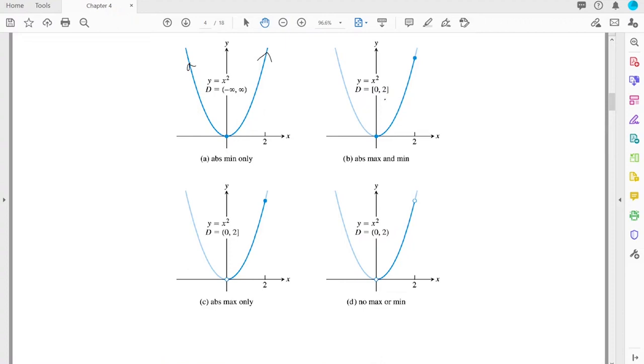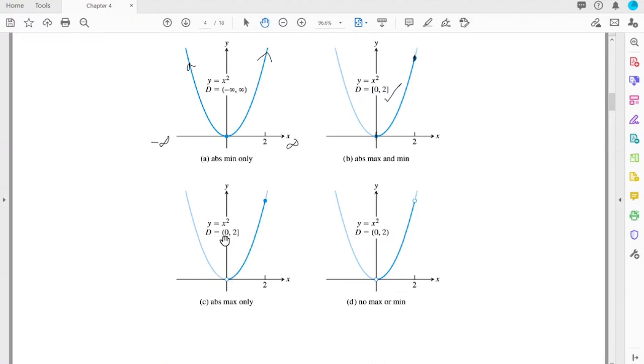For the second one, we are restricting our domain: instead of starting from negative infinity to positive infinity, we're just focusing on 0 to 2. So this is the first point and this is the last point. And as you can see, this is the absolute minimum value and this is the absolute maximum value for this function on this domain.